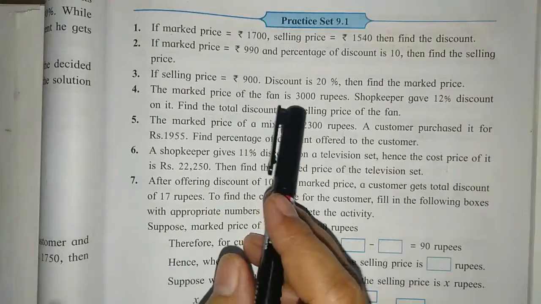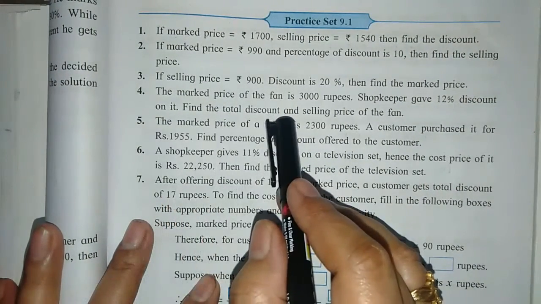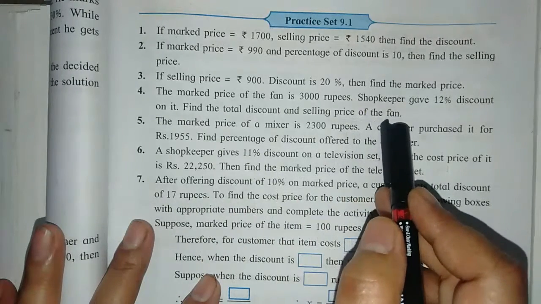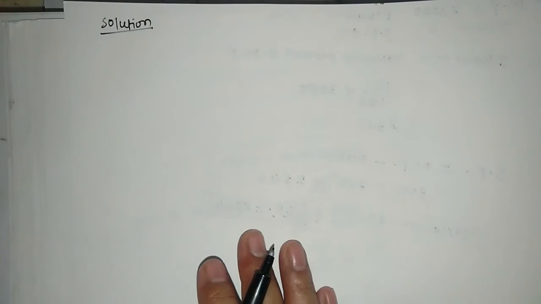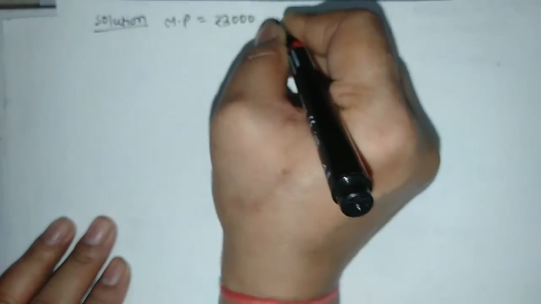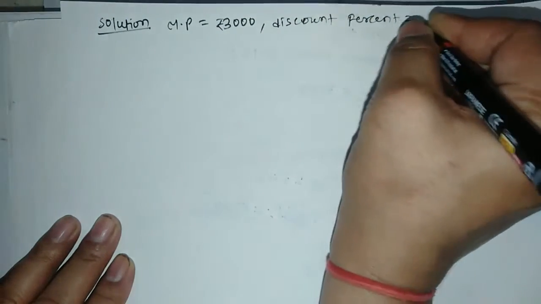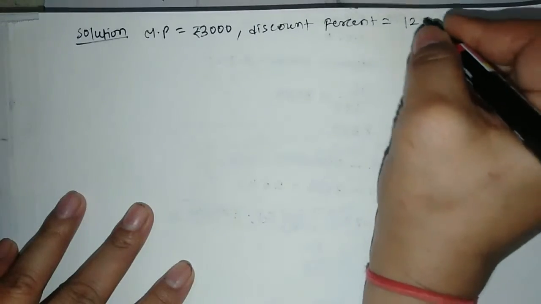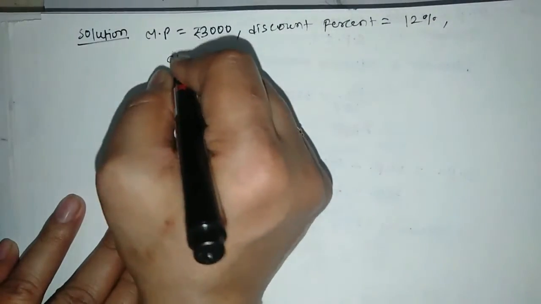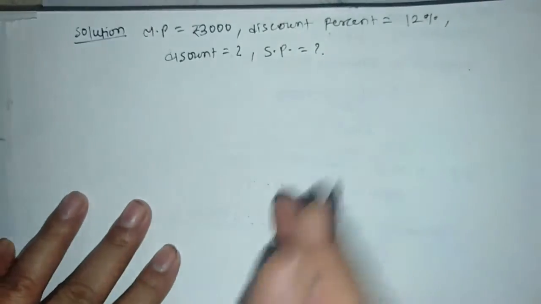See the fourth question. The mark price of the fan is 3000 rupees. Shopkeeper gave 12% discount on it. Find the total discount and selling price of the fan. See the solution. Firstly write down what is given. Mark price is equal to 3000 rupees. Discount is given in the percentage. So discount percent is equal to 12% and discount is equal to question mark and selling price is equal to question mark.